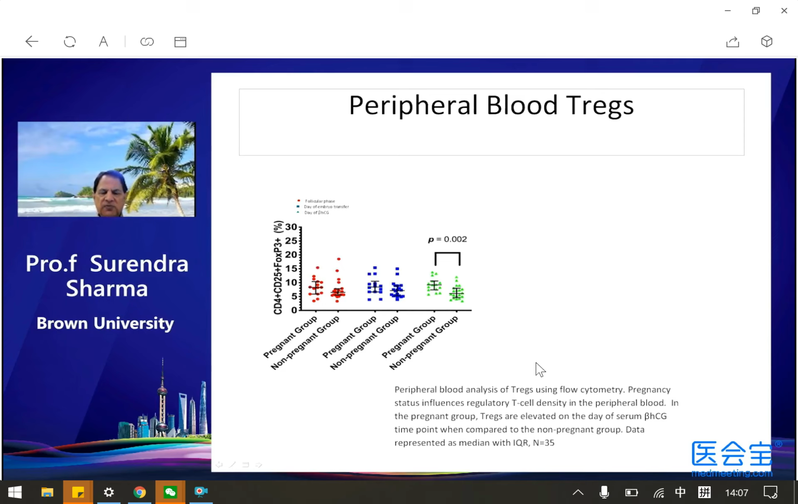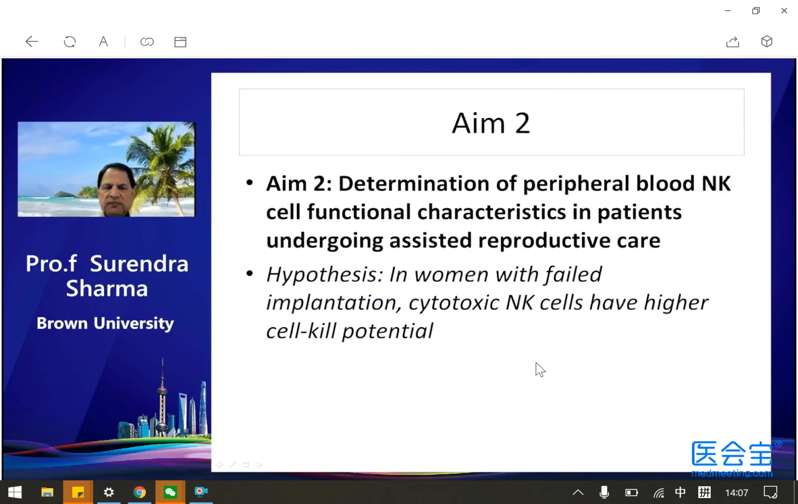Before this stage, we could not really detect any difference between NK cells, or in this case regulatory T cells, any difference between the cell numbers between pregnant group and non-pregnant group. The only time that we saw this difference was at the time of beta HCG detection.